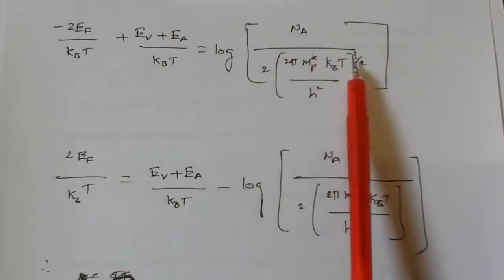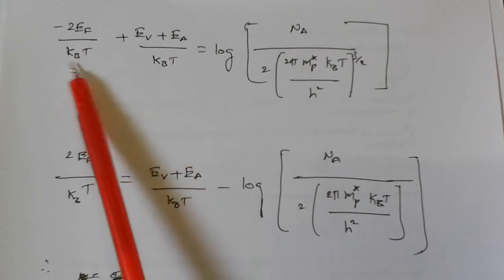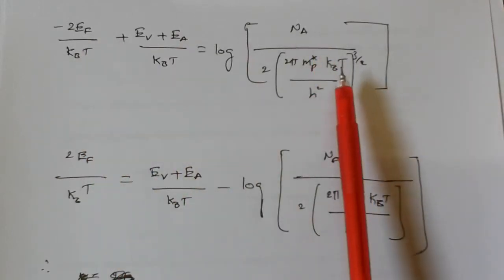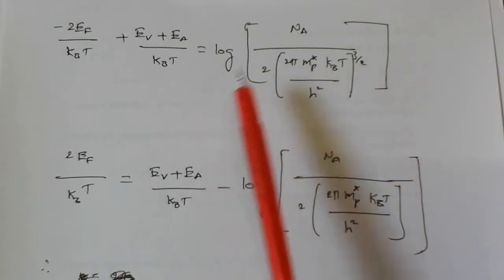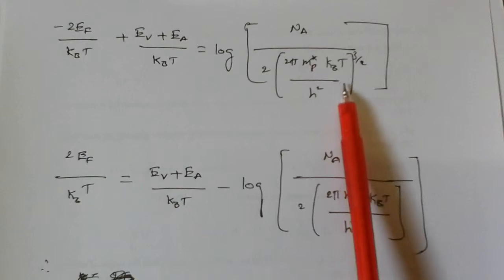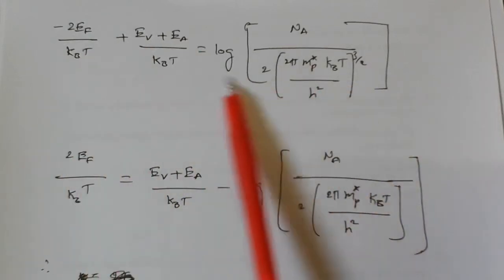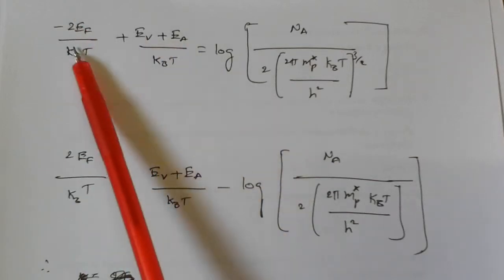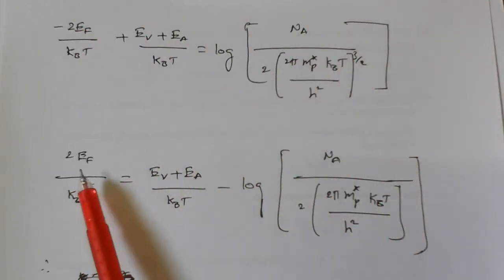Sending this value to that side: minus 2 EF by KBT, sending that side, is equal to the right side. This is log of NA by 2 (2 pi MP star KBT by h square) whole power 3 by 2. Sending this side, the minus log becomes plus.